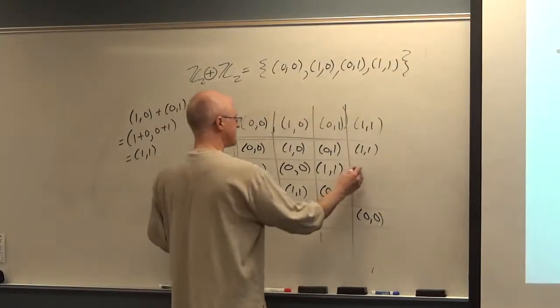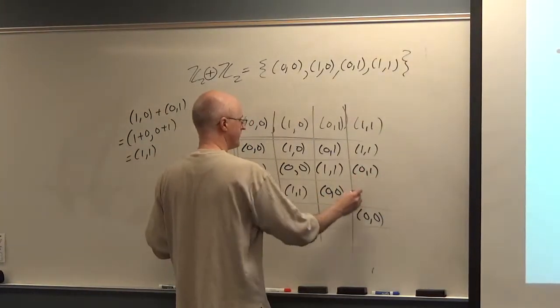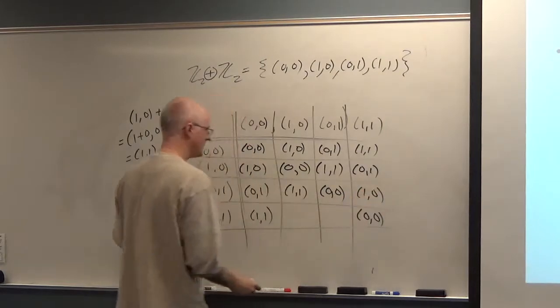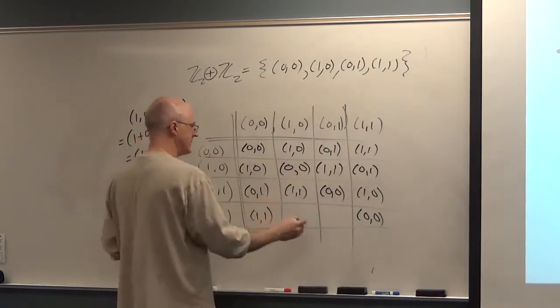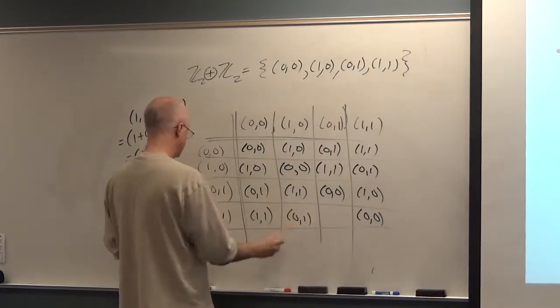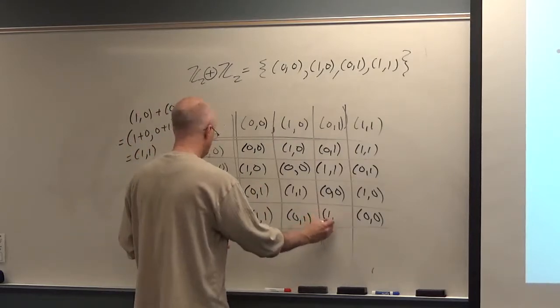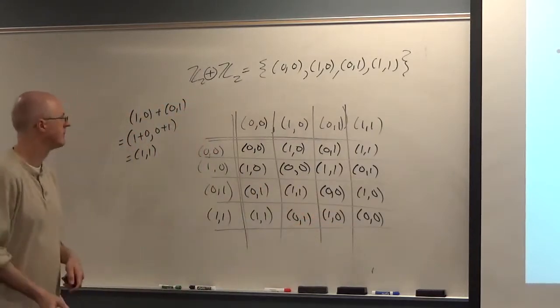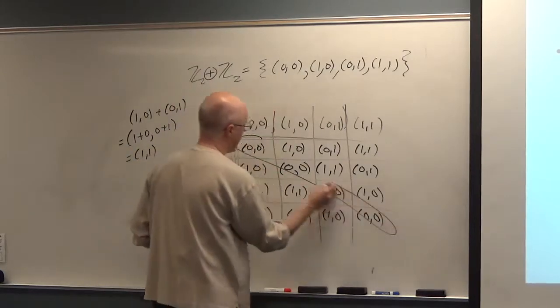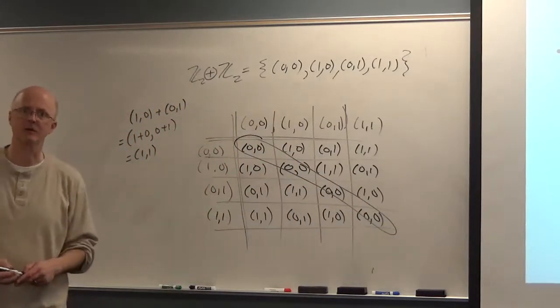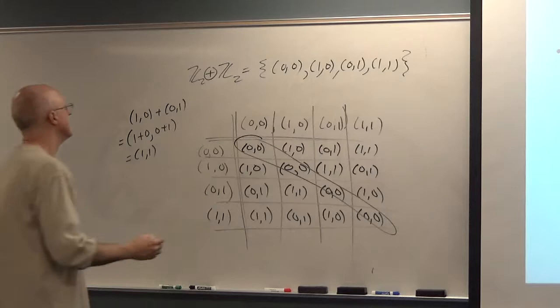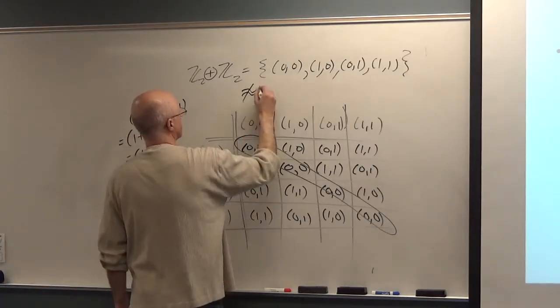Finishing this up here gives us 0, 1 here, 1, 0 here. And by symmetry, we get a 0, 1 here. Just double check that. And then a 1, 0 here. But yeah, every element is its own additive inverse. This is not a cyclic group. This is not isomorphic to Z4.